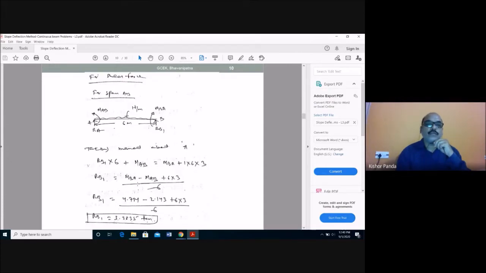Then after putting in the values of MAB and MBA, you will get the value of RB1, the reaction at B. RB1 you got here for span AB.